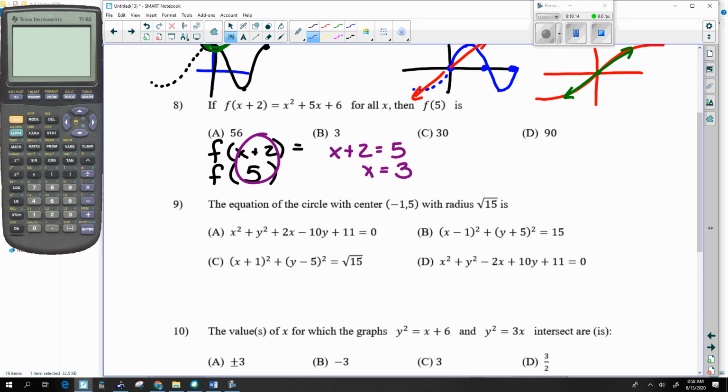So now that I know that x is equal to 3, I can go ahead and plug and chug into that f of x plus 2. Because if I now make that f of x, x being 3, plus 2, that is in essence figuring out what f of 5 is. So that would make our x's 3.